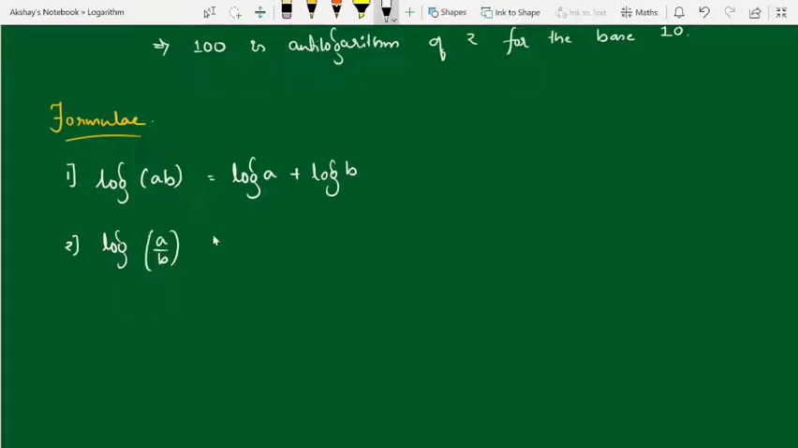Next, second one, log of a by b. Listen, log of a into b is nothing but a product. Can you see this part? No? One second. This is nothing but a product. You are going to get a plus sign.